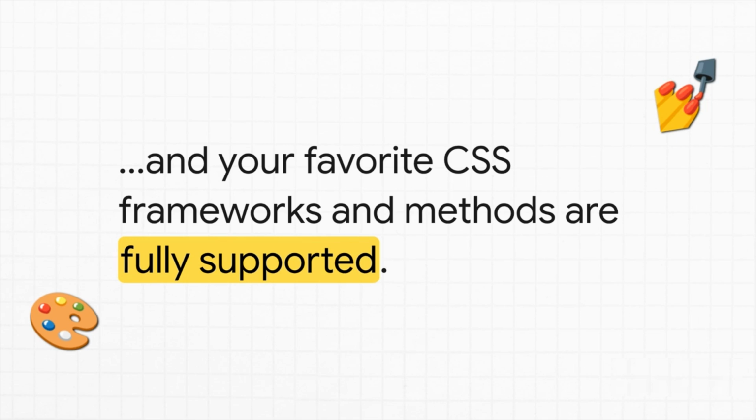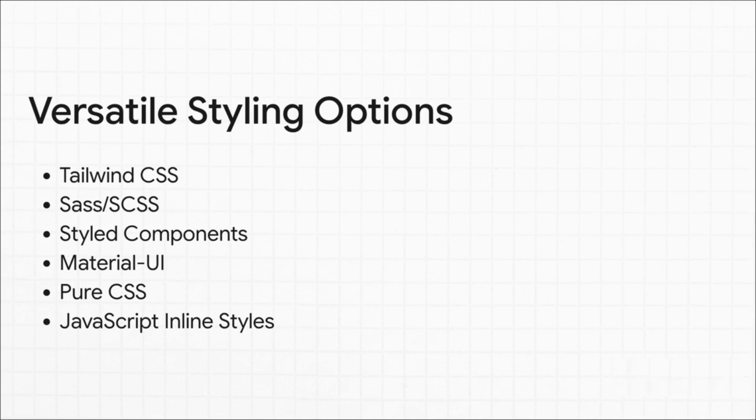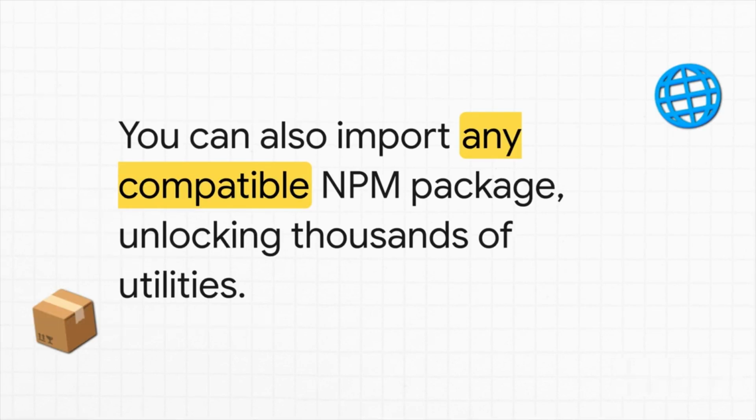You don't have to ditch your favorite frameworks or your team's conventions. I mean, look at this list. The gang's all here. You love utility first with Tailwind CSS? It's supported. You're a Sass person? No problem. CSS in JS with styled components or a whole library like Material UI? Yep, and yep. It just works. And it doesn't even stop there. We're talking about the entire JavaScript world. You can install and import compatible NPM packages, unlocking thousands of utilities for date formatting, animations, whatever you need.